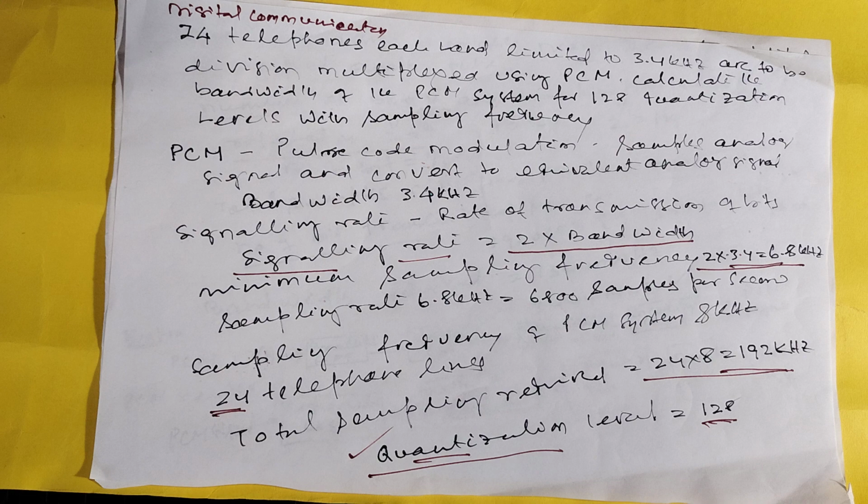Here, 24 telephone channels, each band-limited to 3.4 kilohertz, are to be time division multiplexed using PCM, pulse code modulation. Calculate the bandwidth of the PCM system for 128 quantization levels with sampling frequency.